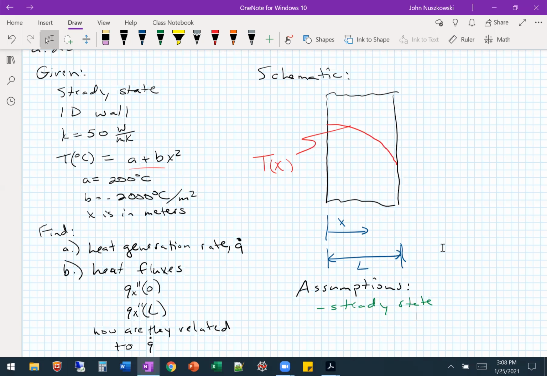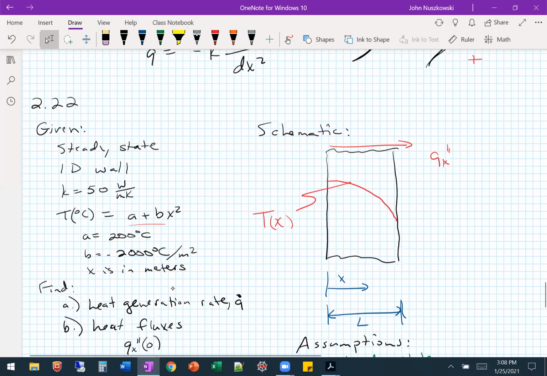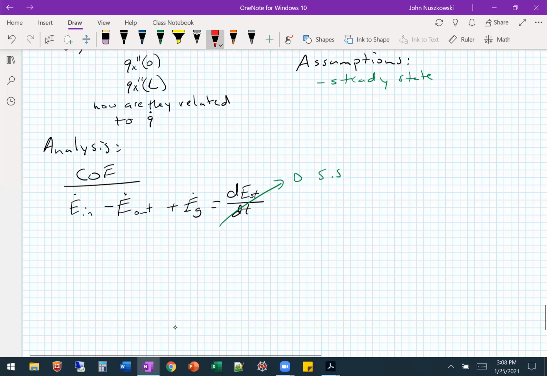All right, so which way is the heat transfer going? Is it going from left to right or right to left, through this wall? Left to right? Yeah. So we have heat flux going that way. So that means energy out of the wall would be over here. Any energy in would be on the left.